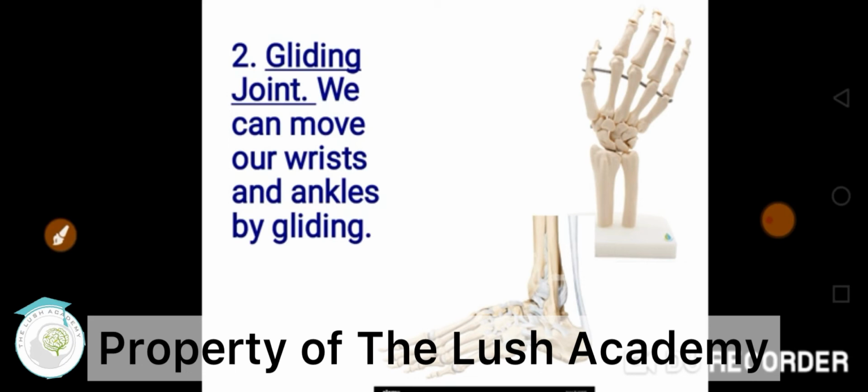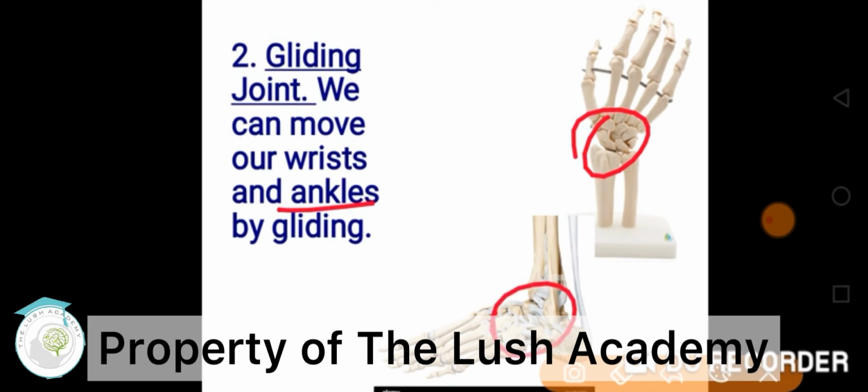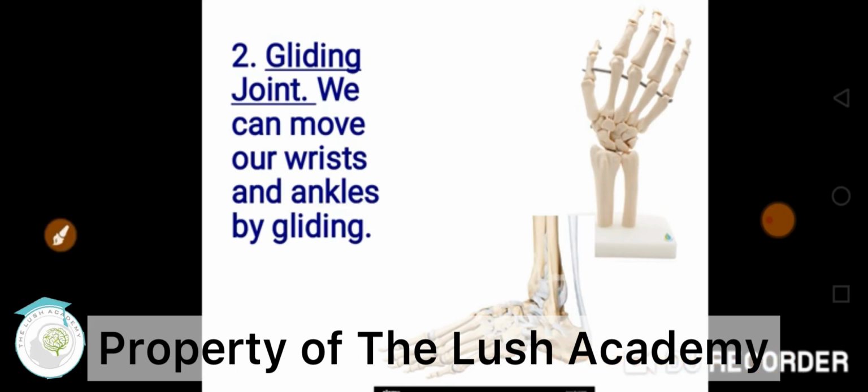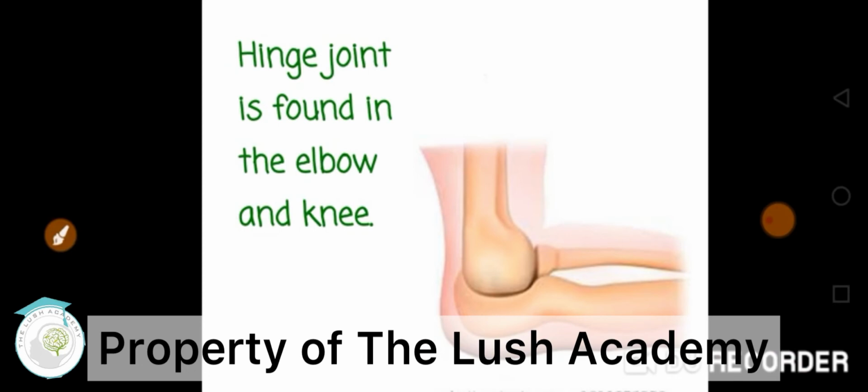For gliding joints now, glide, like the name implies. We can move our wrists and ankles by gliding them. You know how to glide, right? So just move your wrist up and down, and your ankles also up and down. You are gliding. That's a gliding joint there.